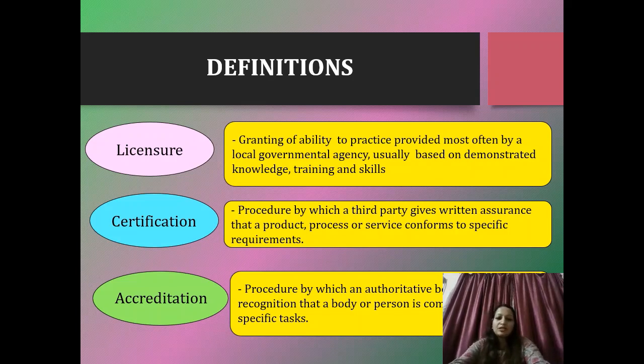Now certification is a procedure by which a third party gives some written assurance that a product or a process conforms to specific requirements, say a traceability certificate given by a manufacturer. And ultimately, an authoritative body that recognizes that a particular institute, body, lab or person is competent to perform a specific task. These authoritative agencies, which we just discussed in the previous slide, are the accrediting bodies, and that process is known as accreditation.